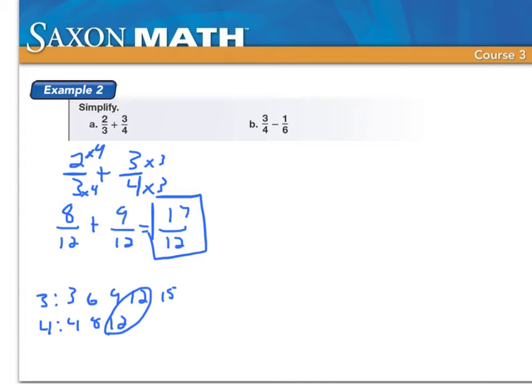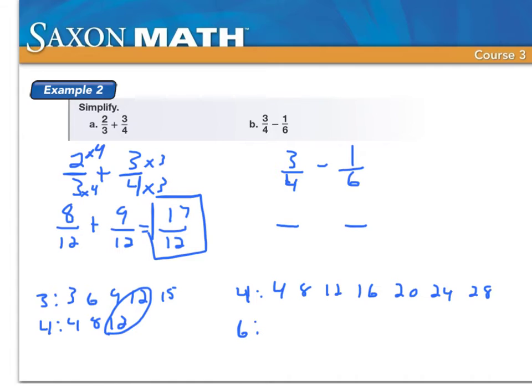Alright, now let's go to B. 3/4 minus 1/6. Same thing, we need to find a common denominator first. So I'm going to start a list down here, 4 and 6. If I start my list, I have 4, 8, 12, 16, 20, 24, 28, and so on. If I count by 6's, I go 6, 12. Aha! We already found a match. It's 12 again.